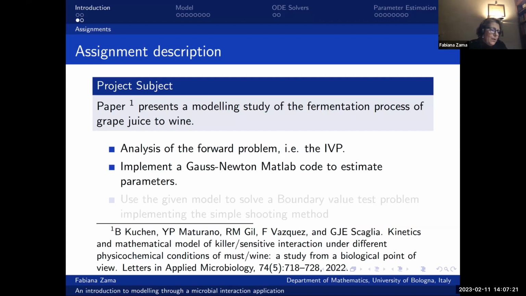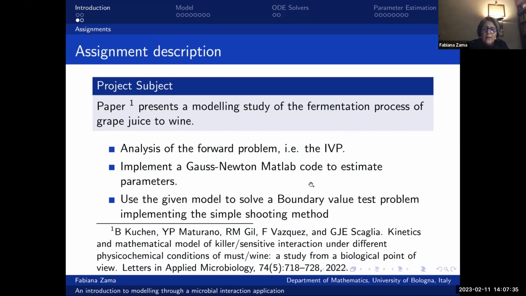Then they simply had to implement the Gauss-Newton code. And basically, we went into detail about the Gauss-Newton approach. So they had to write this approach in detail and compare with the given MATLAB optimizer functions. And then there was also a final topic, which was to use this model to derive an experiment in boundary value problem, but I have no time to talk about this this evening. But actually, it was a part of the project.